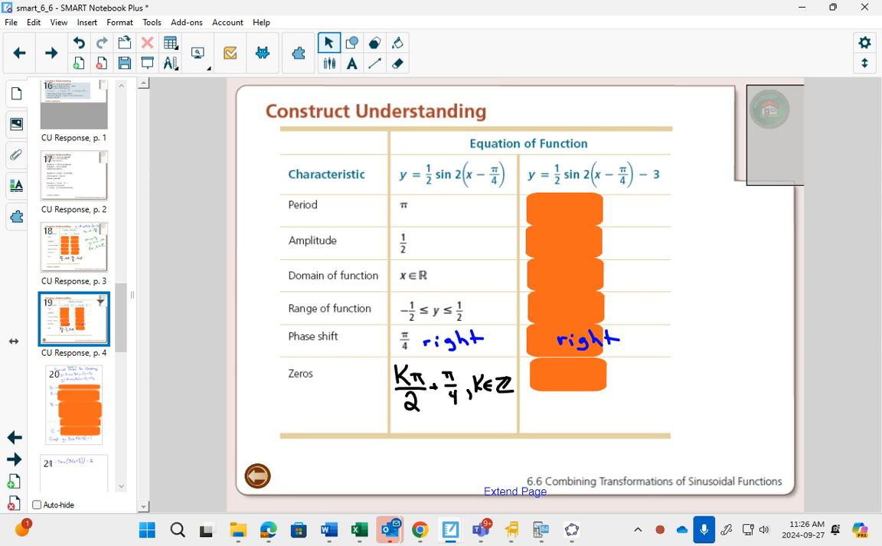Why doesn't that change your period? Because my period is how long it takes to repeat itself. So if it takes this long, and I move it over, it still takes that long. Right? If I move it left and right, my period doesn't change.